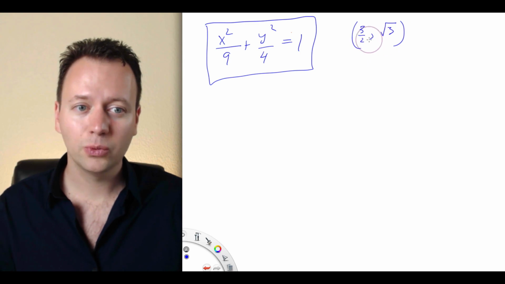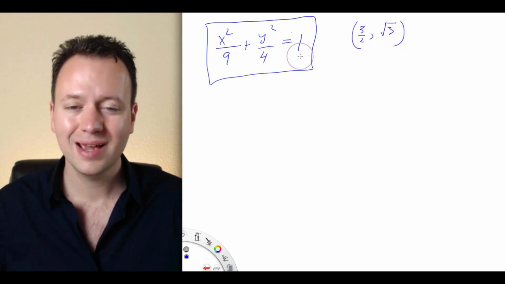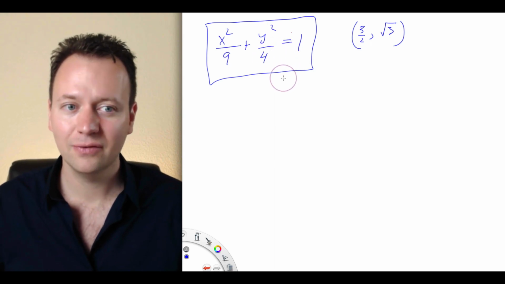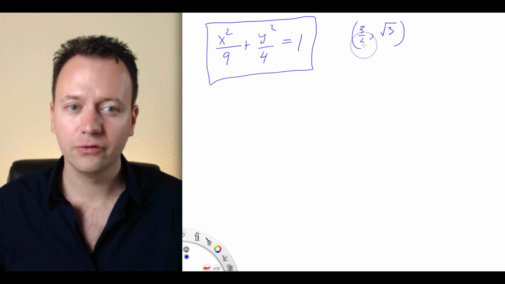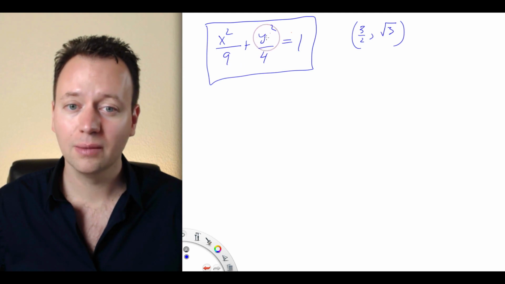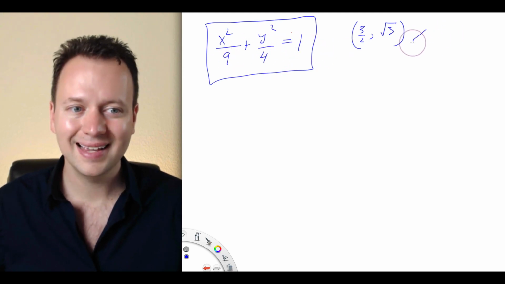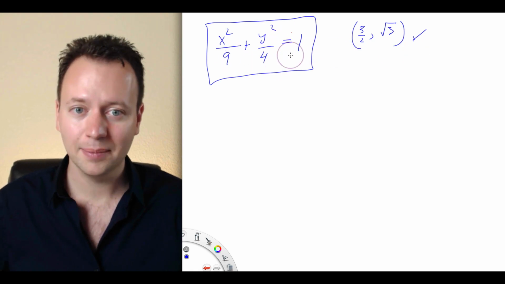So to see that this works, let's plug in the point 3/2, comma, root 3 into this equation to see if it's satisfied. So 3/2 squared becomes 9 over 4. 9 over 4 over 9 is 1/4. Square root of 3 squared becomes 3, so 1/4 plus 3/4 equals 1. So this is indeed a point on this ellipse.